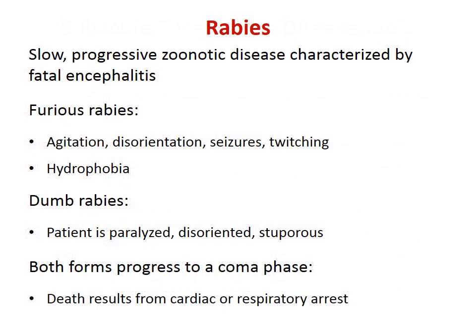So let's move on to rabies. Rabies is a zoonotic disease because it's being transmitted from animals to people. Overall, it's a very slow progressing disease, and there are ultimately two different forms, furious rabies and dumb rabies. Furious rabies is what you think of whenever you think of rabies. There's agitation, disorientation, seizures, even twitching. There's even hydrophobia. Dumb rabies, on the other hand, allows for the development of paralysis, disorientation, and stupor. Both, though, can end the same way, which is the development of a coma phase that then results in death.